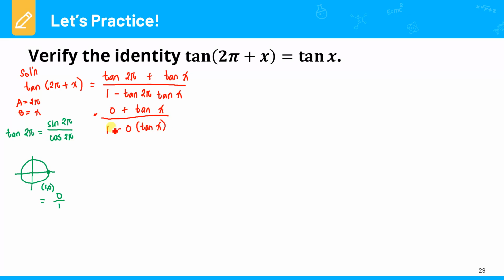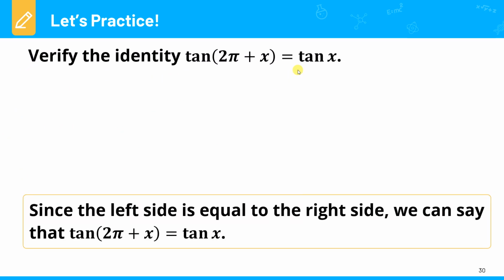Anything that is multiplied by 0 is equal to 0. So you have tangent x over 1, which is equal to tangent x. In this case, we have shown that tangent of 2 pi plus x is equal to tangent x. So we now have our solution. Since the left side is equal to the right side, we can say that tangent of 2 pi plus x is equal to tangent x.